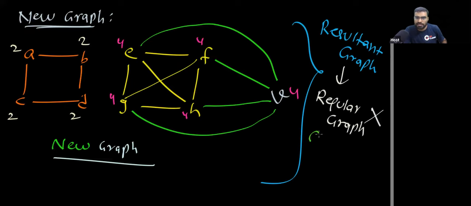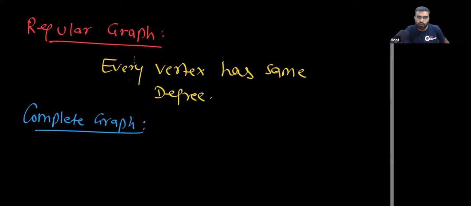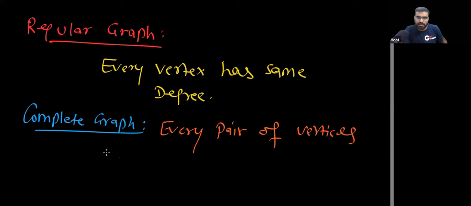Okay, tell me, this new graph that you got, is this a complete graph? No. In a complete graph, what happens? What is the definition of a complete graph? In a complete graph, every two vertices are adjacent. Every pair of vertices, whatever two vertices you take, are adjacent.